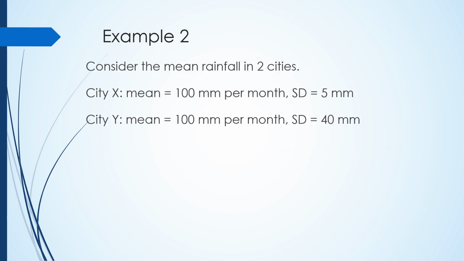In this example, let us examine the mean monthly rainfall of two cities. Both receive an average of 100 millimeters of rain per month. However, City X experiences only about 5 millimeters of deviation, indicating highly consistent rainfall. In contrast, City Y has a standard deviation of 40 millimeters, suggesting significant variability, meaning some months may be extremely wet while others are quite dry. Although both cities have the same monthly average, their difference in standard deviation affects water management, agricultural planning, and expectations for water availability.